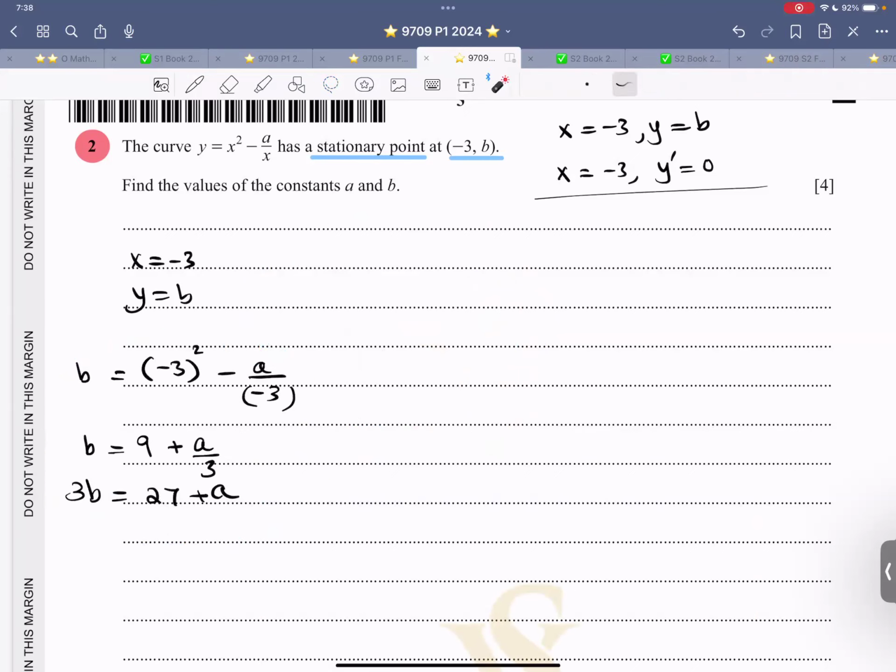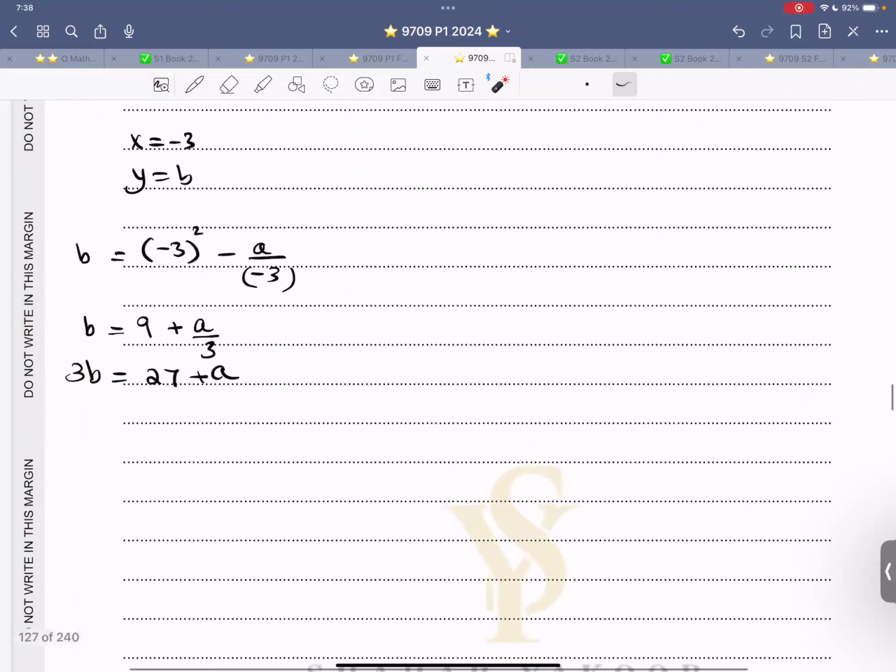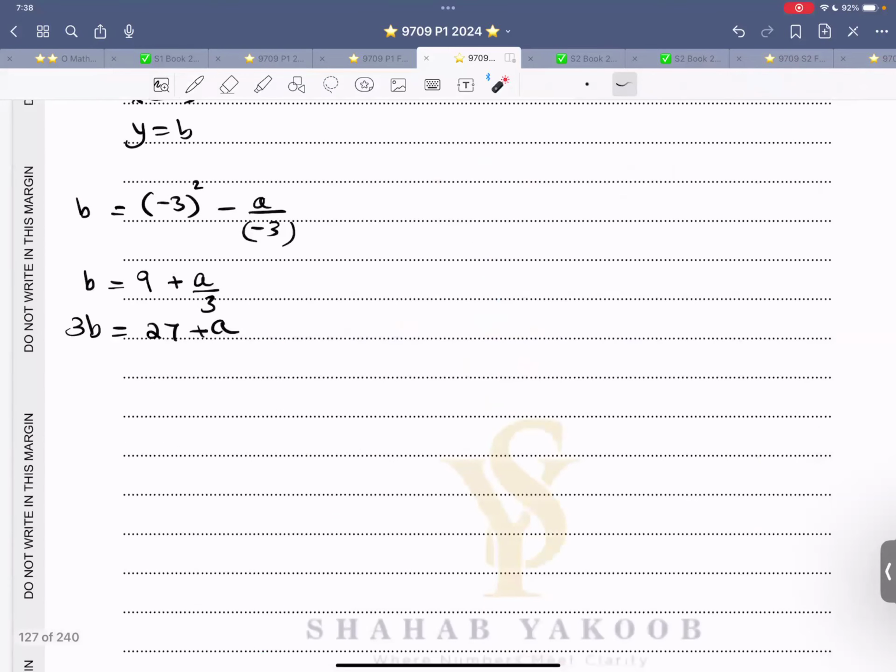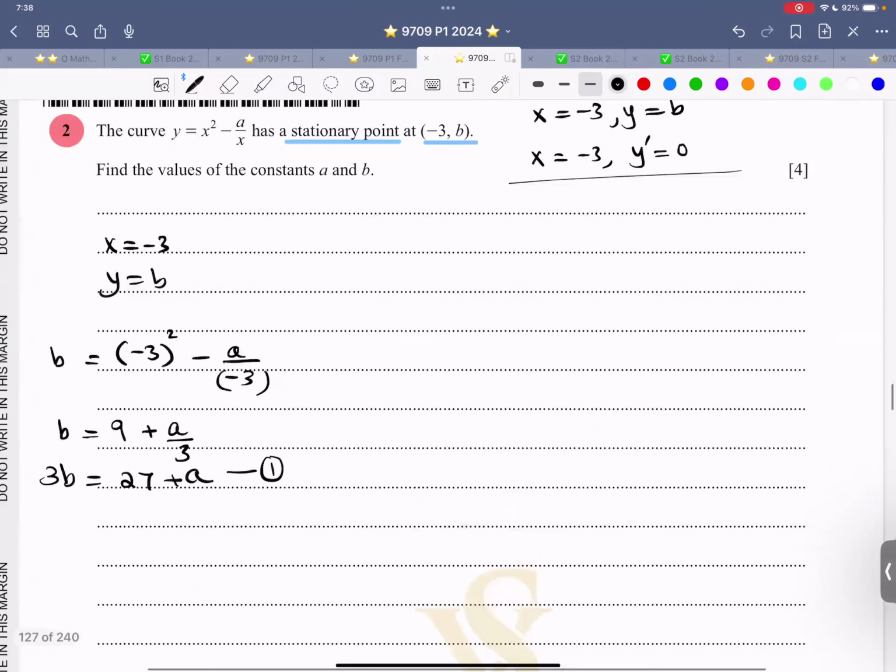And always start from this corner. There is no harm in writing in this margin. Yes, do not write it over here, but over here you can write it. So now this is equation number 1. I mean, avoid this thing as much as possible.